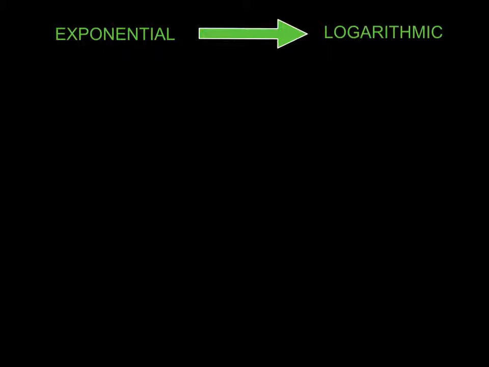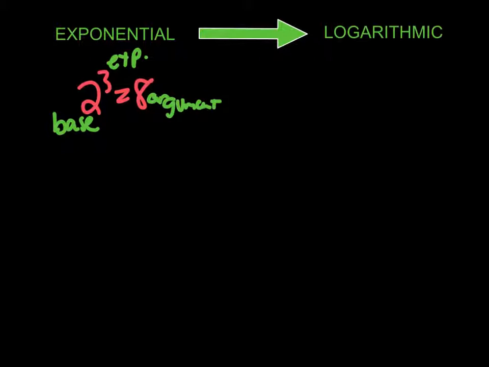So let's look at changing exponential to logarithmic. Okay, if I have 2 cubed equals 8, this is my base, 3 is my exponent, and 8 is what we call an argument. So when you switch them to log form, it's going to be log base 2, so the base goes down here, of your argument equals your exponent.